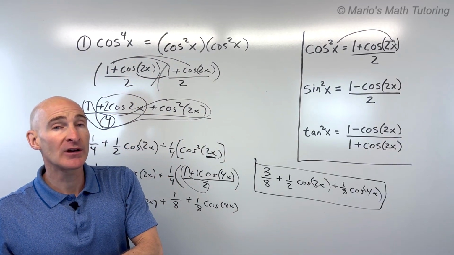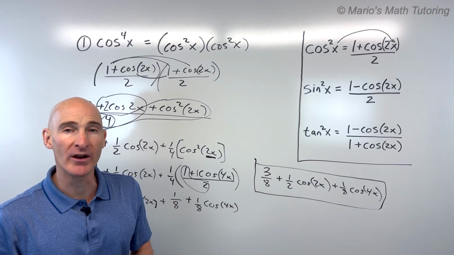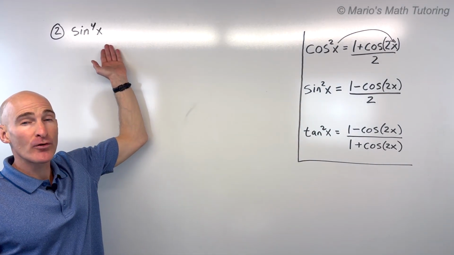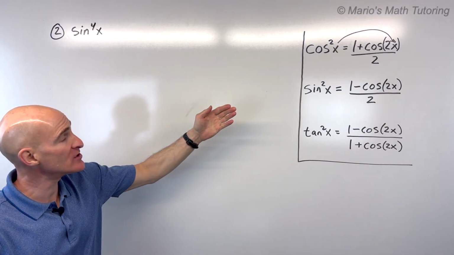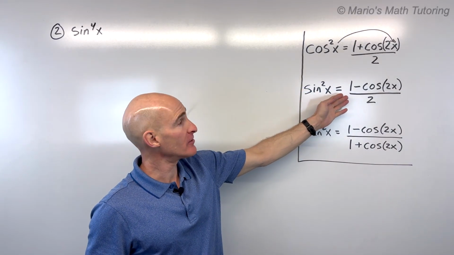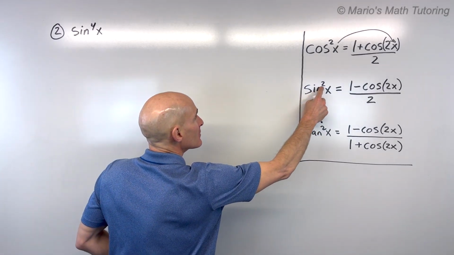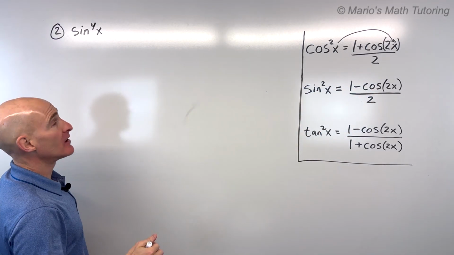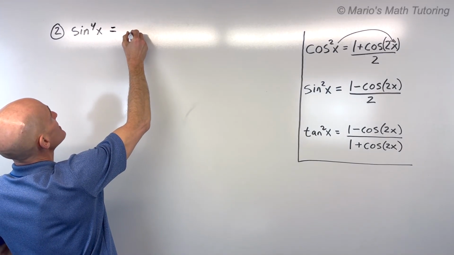So let's take a look at now the sine to the fourth of x and how to do the power reducing with that one. Okay, so now taking sine to the fourth x down to cosine to the first of x. How do we do that? Well, using our identities again here, these are identical, but they're power reducing, meaning we're taking that power down.